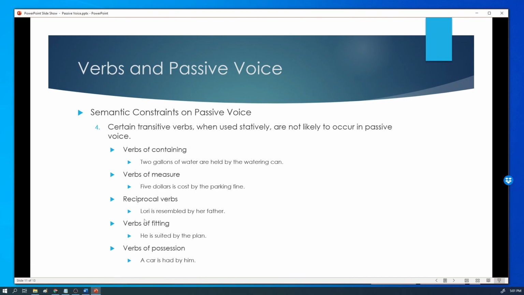Okay, $5 is cost by the parking fine. Not correct. Lori is resembled by her father. Not correct. He is suited by the plan. Not good. A car is had by him. Not good. So these few verbs are not really excellent verbs for passive voice. It's better to use active voice. The watering can holds 2 gallons of water. The parking fine costs $5. Her father resembles Lori. The plan suits him. He has a car. So active voice is going to be much better for those verbs.